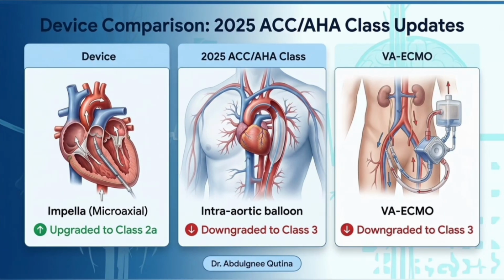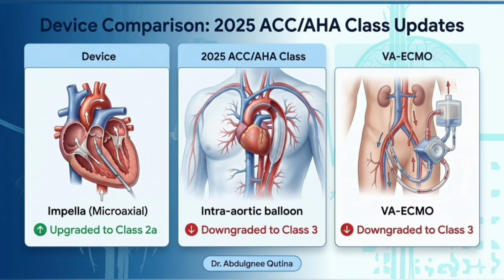Switching gears to cardiogenic shock, which is primarily caused by massive acute heart attacks. We are seeing a massive paradigm shift in how we approach advanced shock stages. The 2025 ACC and AHA guidelines just completely shook up mechanical circulatory support. Thanks to a decade of data from the DanGer Shock trial, microaxial flow pumps, like the Impella device, have been upgraded to a Class 2A recommendation for select patients.